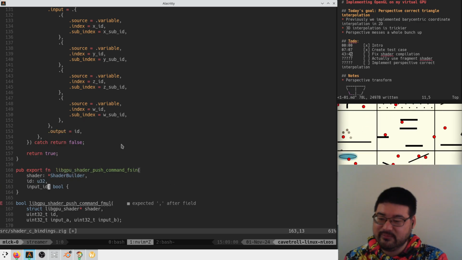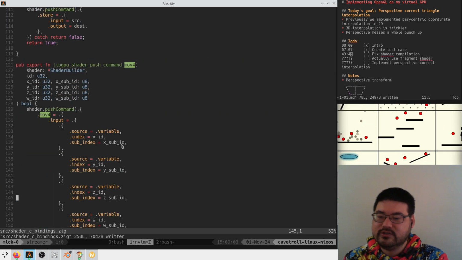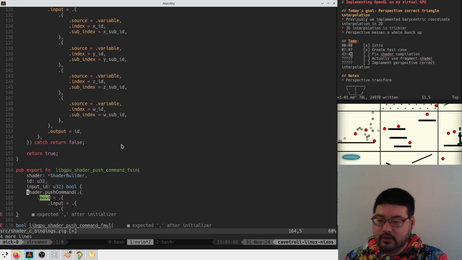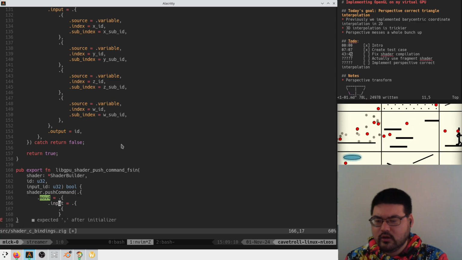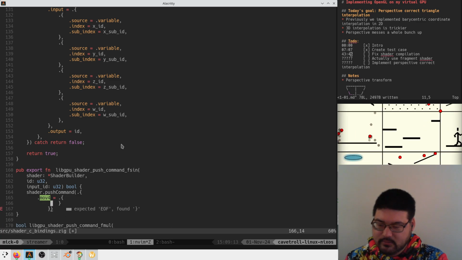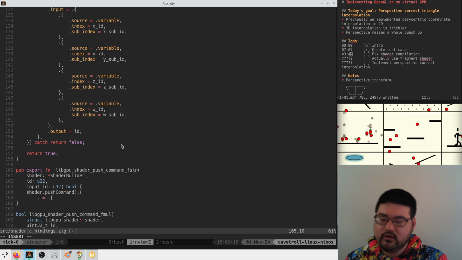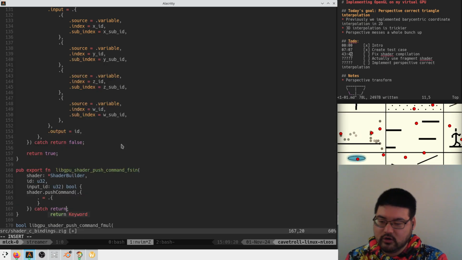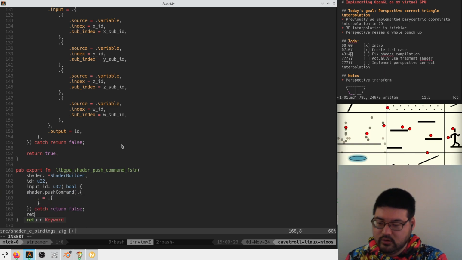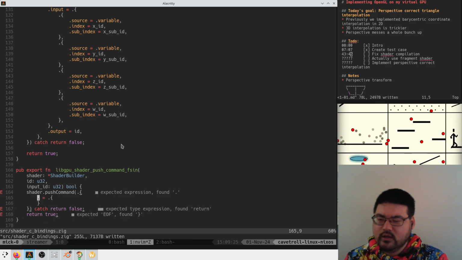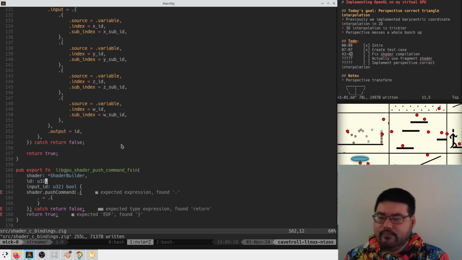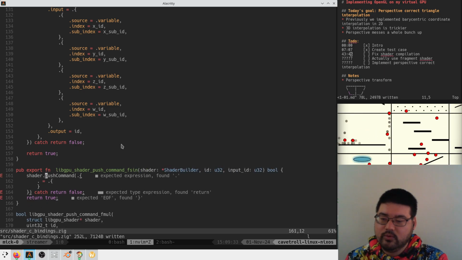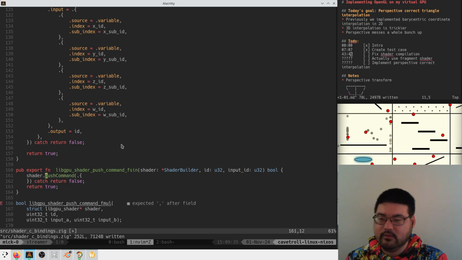ID U32, input ID U32. Okay. So this is going to be like, let me push some command. We want to push a command for sure. I don't really know what's going to be in it right now, but it's probably going to look something like this. We're going to have catch, return false, return true for error handling. I don't know what it's upset about here, but okay, push command.